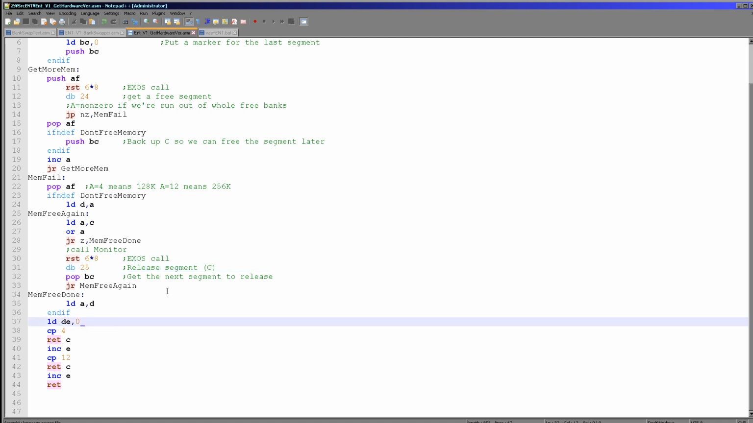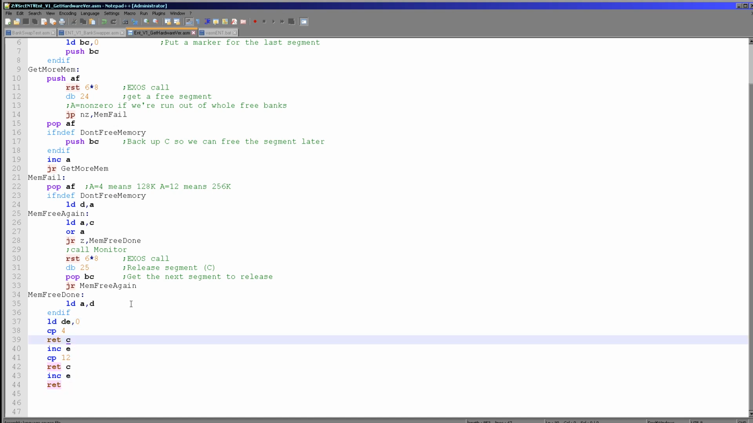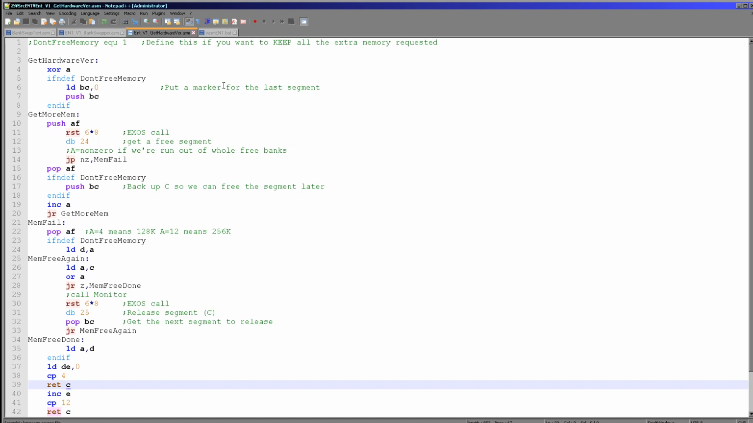Now when we get down here, we're going to compare the accumulator, which we've restored, with the value of how many banks were requested successfully. If 4 banks were successfully requested, we're on a 128k system. If 12 banks were requested successfully, we're on a 256k system. And so we're just increasing E here. So E will be 0 on a 64k system, it will be 1 on a 128k system, and it will be 2 on a 256k system.